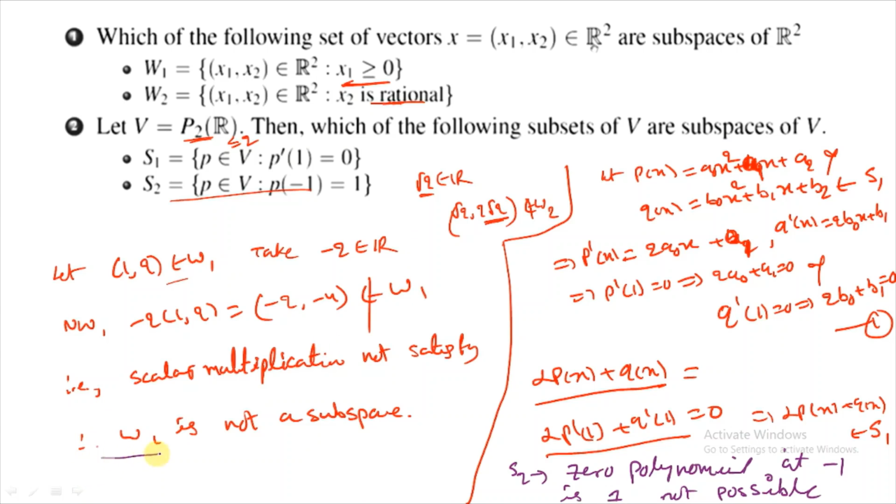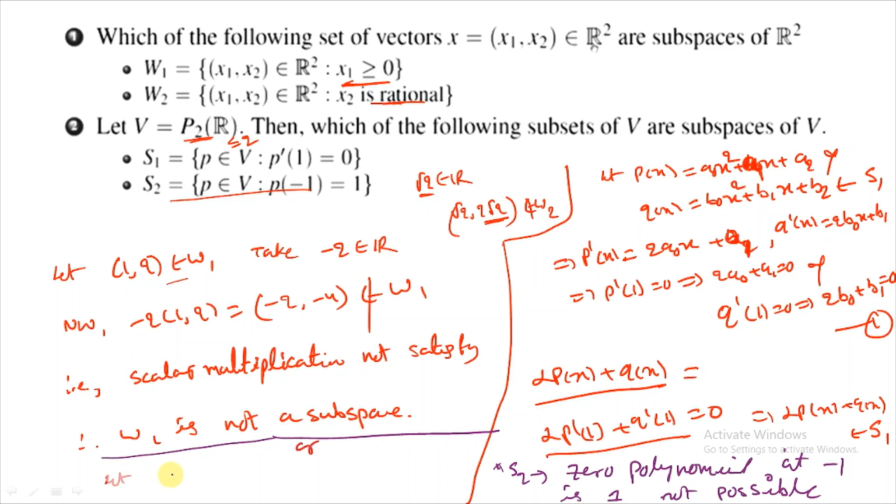You can give this reason: the vector identity is not there. You can note that. That's why it's not a subspace. The zero polynomial at -1 would be 1, which is not possible. So the zero polynomial, the vector identity, is not in S2. Therefore, it's not a subspace. Or you can give another reason, or you can take an example.